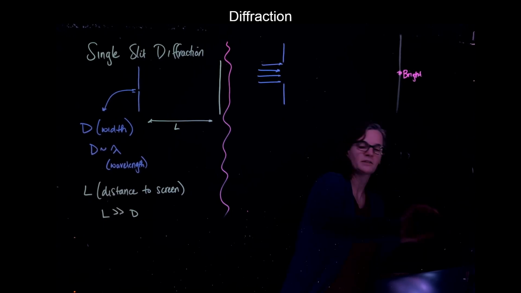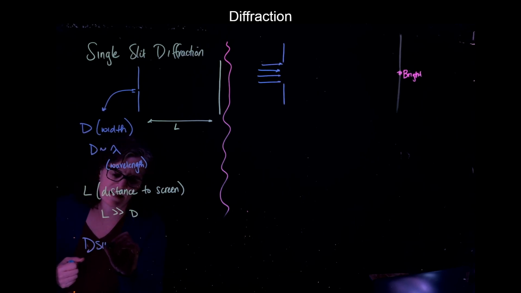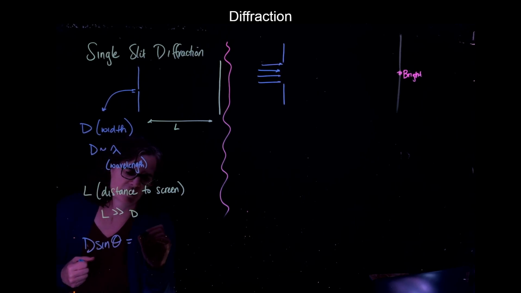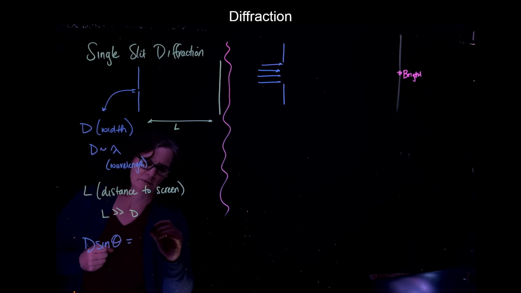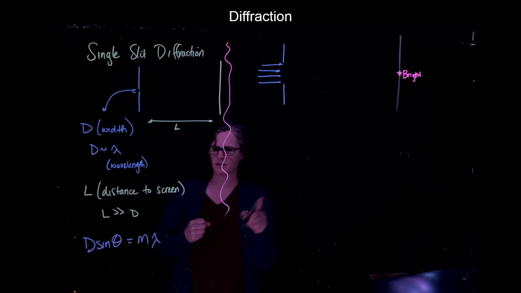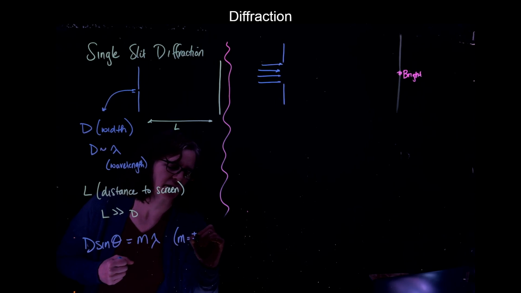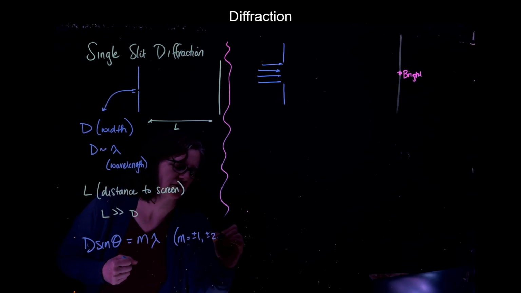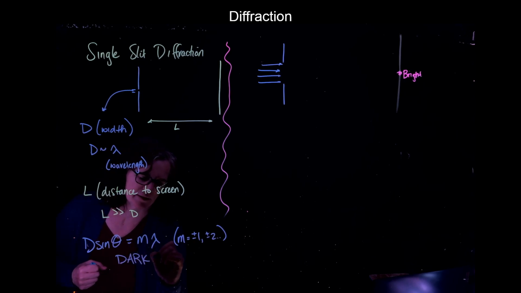That's how we get our dark spots. I'm gonna just put this over here. d sine theta is equal to m times lambda. I think that's what I wrote. If I put a d over there, I'm sorry. d sine theta equals m times lambda, where m is plus or minus 1, plus or minus 2. This gives us our dark edges.